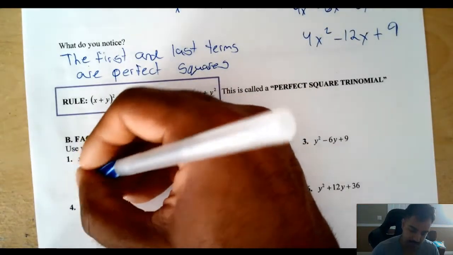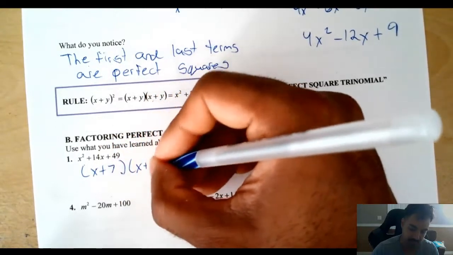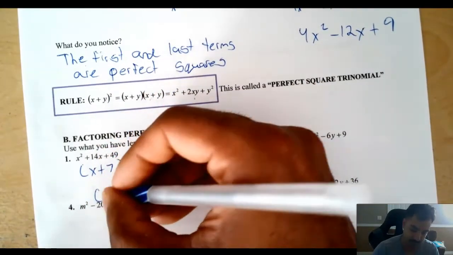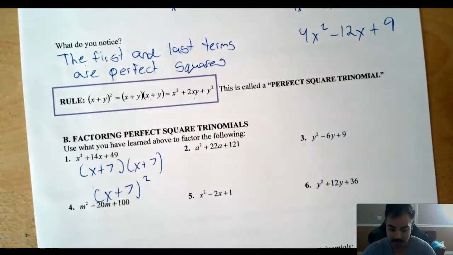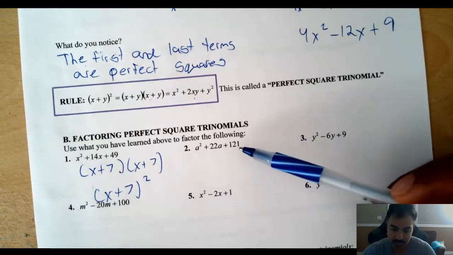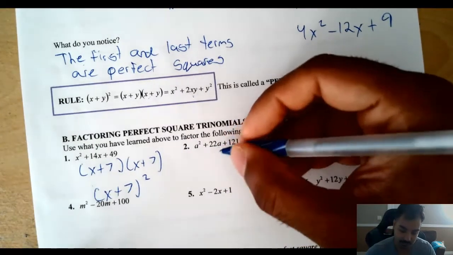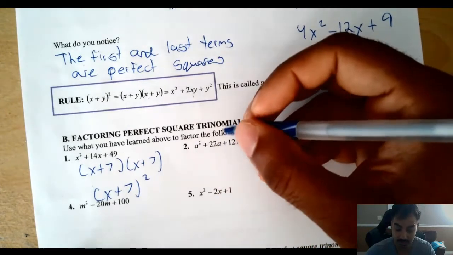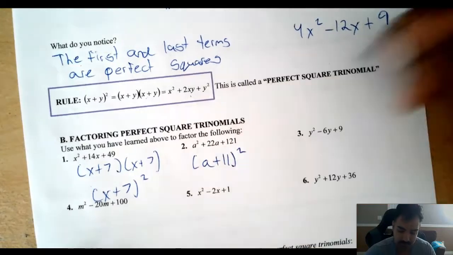So simply 7, right? 7 times 7 gives you 49. So you can write it this way, or you can just write it x plus 7 squared, just like that. Same sort of thing here. So what number times itself gives you 121 and adds to 22? So it's going to be 11, right? There we go, simply like that.